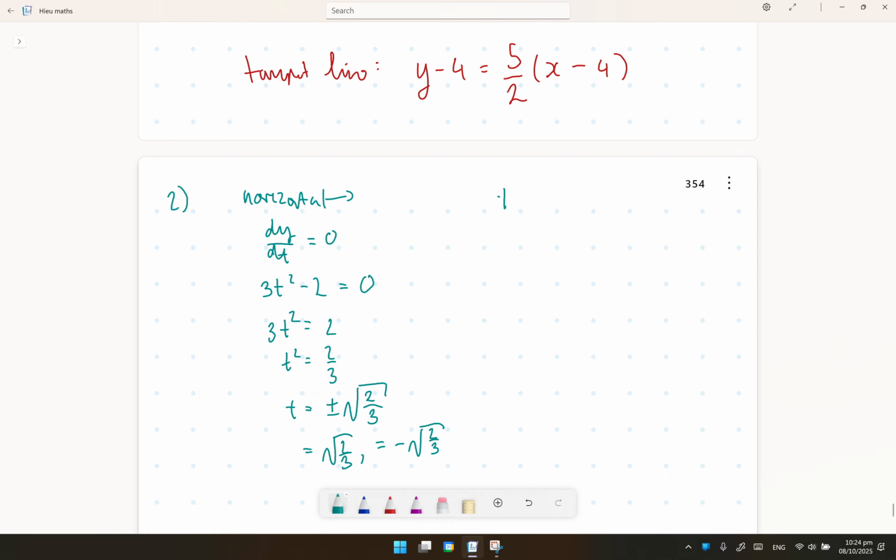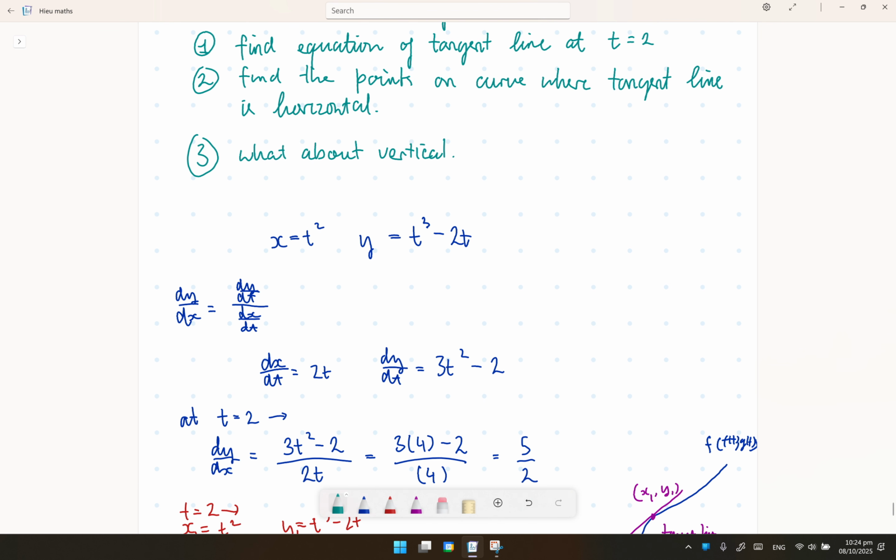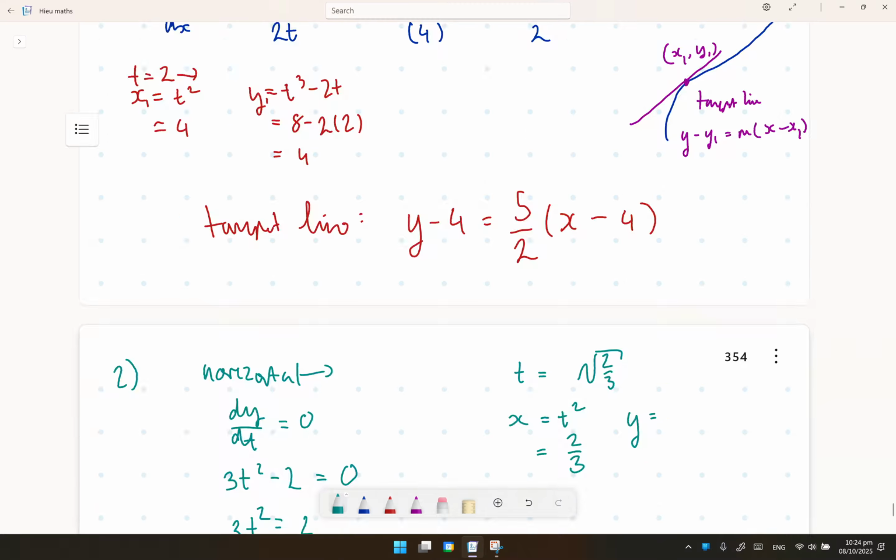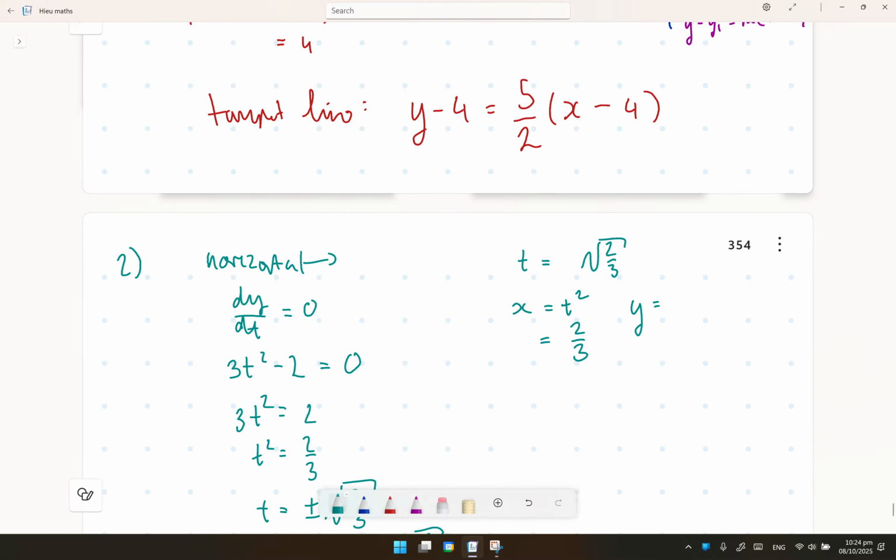So let's take t equals minus root 2 over 3 first. So the x coordinate of that would be that square. Let's say t equals the positive root first. If x is equal to t squared, then x would simply be 2 over 3. Now, y is equal to t cubed minus 2t.